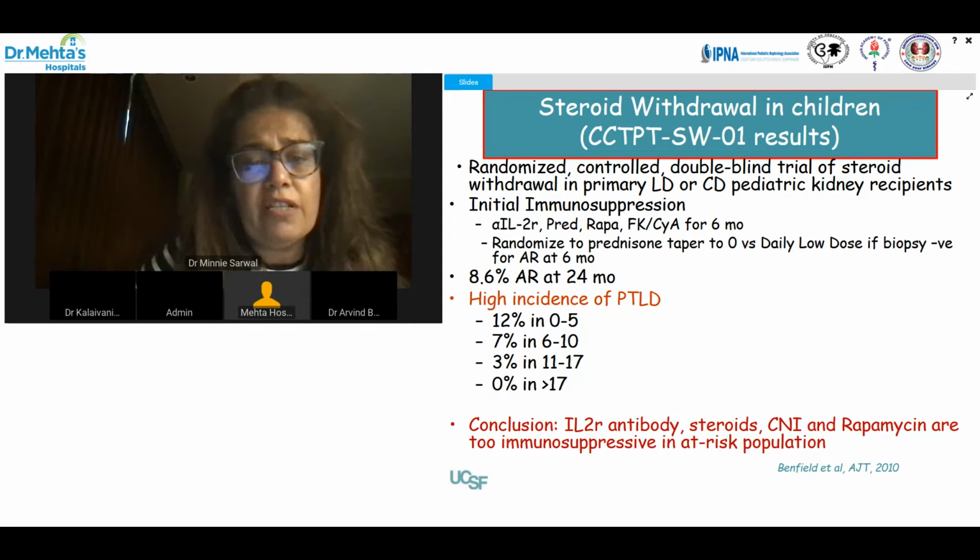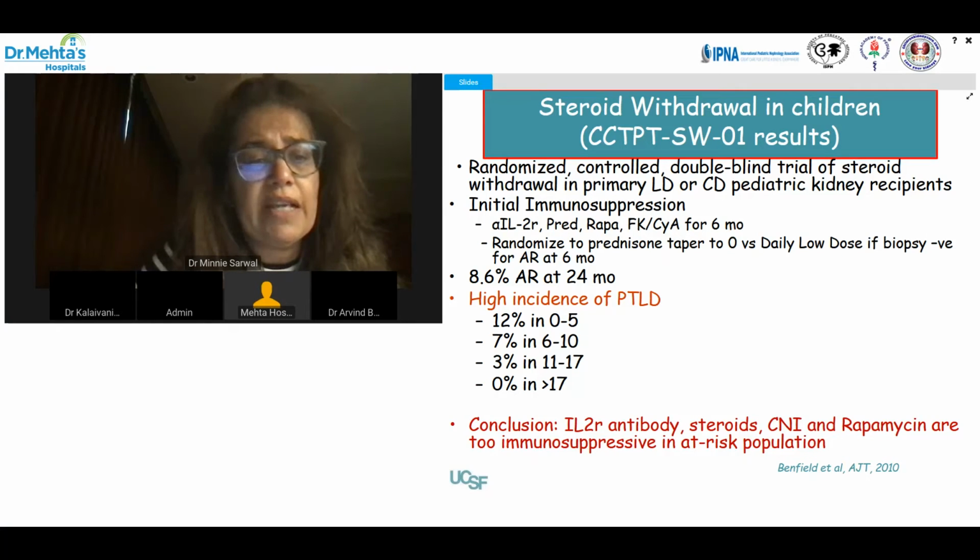This is a trial from many years ago now. This is the CCTPT SW01 steroid withdrawal trial in children. This was a randomized controlled double-blind trial of steroid withdrawal in primary living donor or deceased donor pediatric kidney recipients. Initial immunosuppression consisted of an anti-IL-2 receptor, basiliximab, prednisone, rapamycin, and then either tacrolimus or cyclosporin for 6 months. These patients were then randomized to either a prednisone taper to 0 versus daily low-dose steroids if the biopsy was negative for rejection at 6 months. So they all had prednisone for the first 6 months and then were randomized.